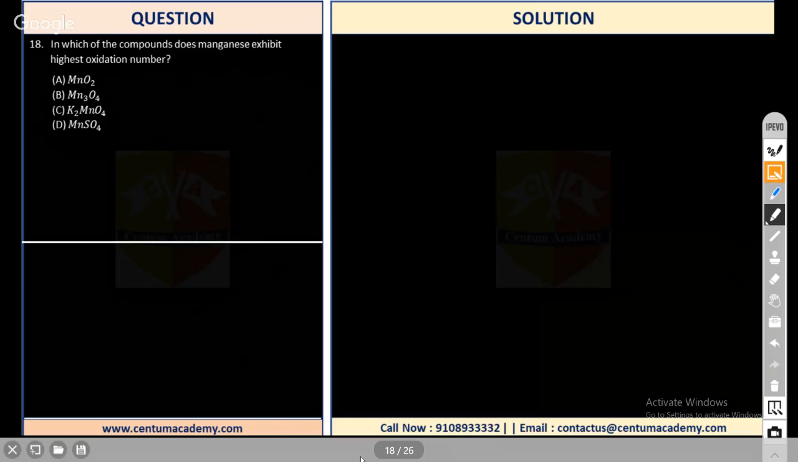Okay, 18th one. In which of the compounds does manganese exhibit highest oxidation number? Highest oxidation number of manganese is what? We have to find out then. So MnO2 it is plus 4, right? Mn3O4 it is plus 8 by 3. K2MnO4 plus 6, and MnSO4 it is plus 2.